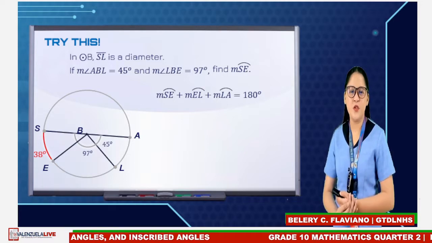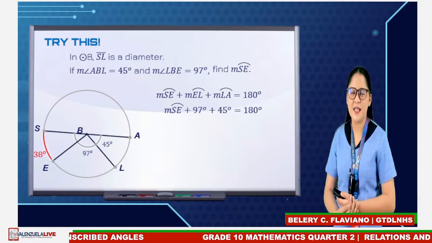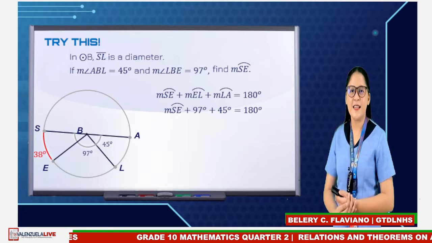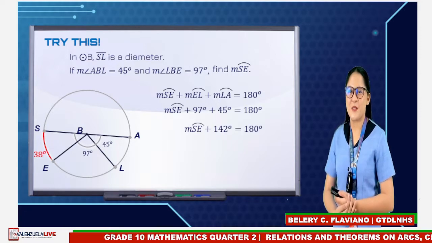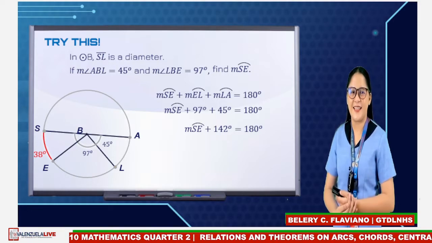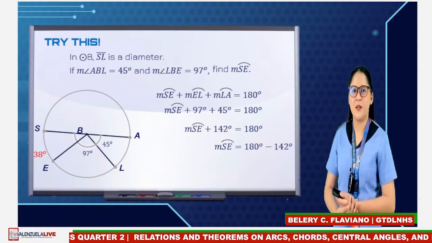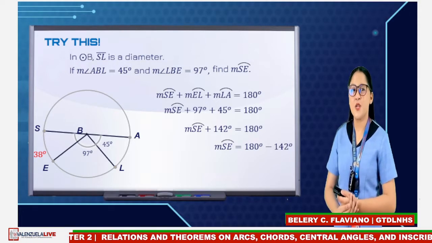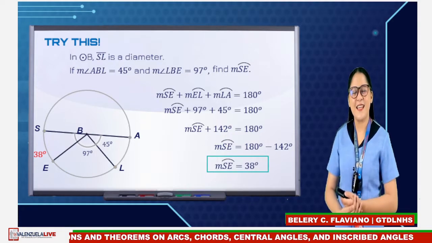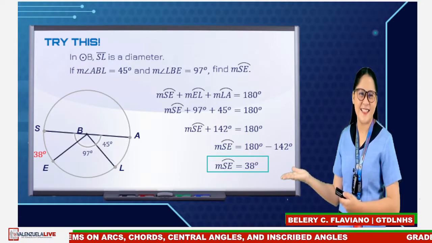Now, by substitution, we will have the measure of arc SE plus 97 degrees plus 45 degrees is equal to 180 degrees. Next, we will have the measure of arc SE plus 142 degrees equals 180 degrees. Applying the subtraction property of equality, we will have 180 degrees minus 142 degrees. So therefore, the answer is the measure of arc SE is equal to 38 degrees. Okay?